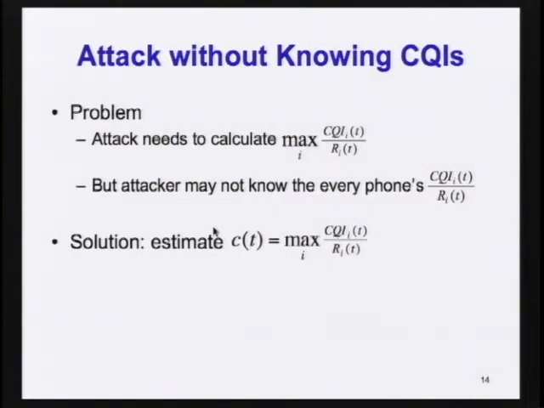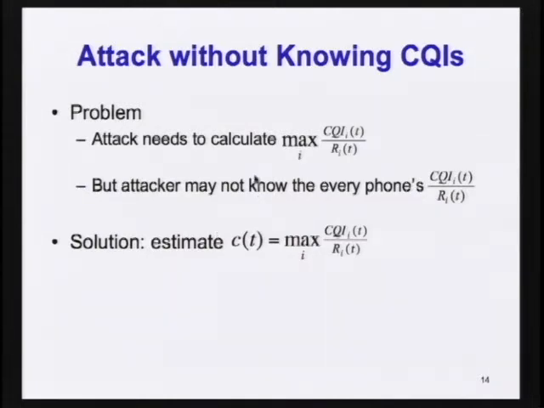Remember, I mentioned earlier that we made this simplistic assumption that the attackers knew the precise channel condition indicator of all the other cell phones. But this is not realistic. Most likely, the attackers do not know the channel condition indicators of other cell phones. So in this case, how can the attackers decide what channel condition quality to report?